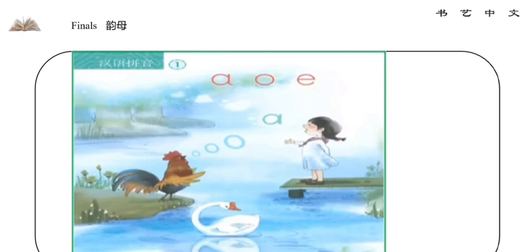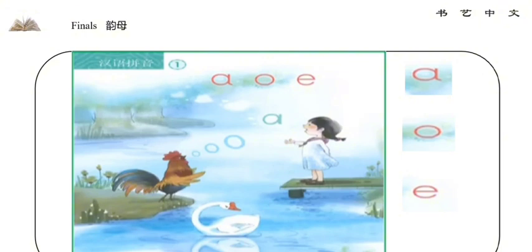What can you see from this picture? And what are they doing? We can see that a girl is saying "ah" near the river, while the rooster is saying "oh" at the same time across the river. A white goose is dancing to their song and looking at his reflection in the water. So we can find 3 different finals from this picture, right?